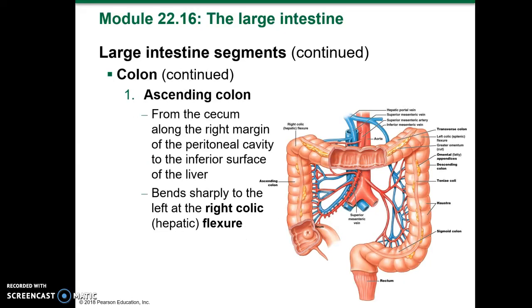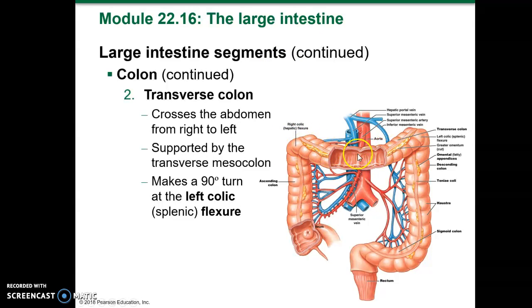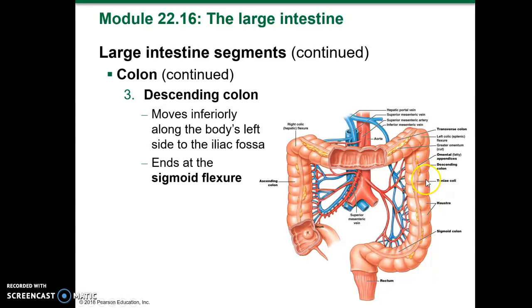The ascending colon goes from the cecum along the right margin of the peritoneal cavity to the inferior surface of the liver. It bends sharply to the left at the right colic flexure here. The transverse colon crosses the abdomen from right to left and is supported by the transverse mesocolon. It makes a 90-degree turn at the left colic or splenic flexure. And then the descending colon moves inferiorly along the body's left side to the iliac fossa, and it ends at what we call the sigmoid flexure.